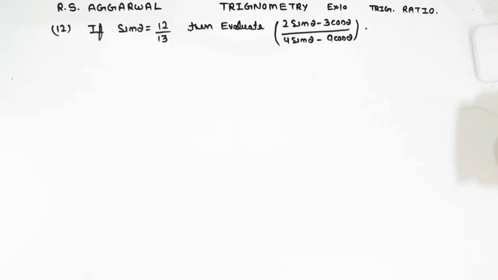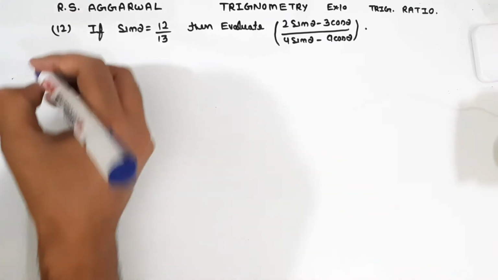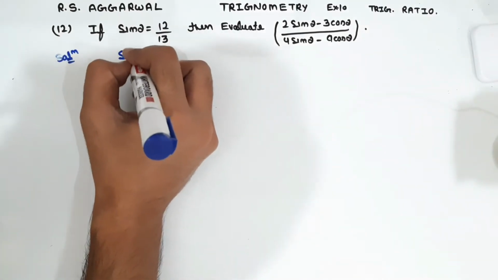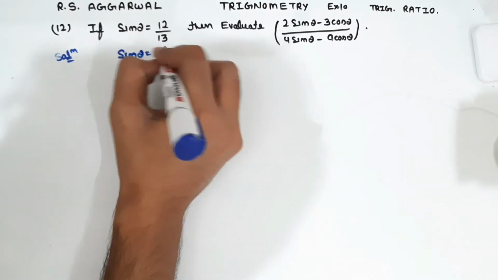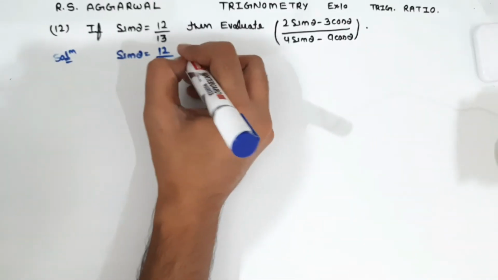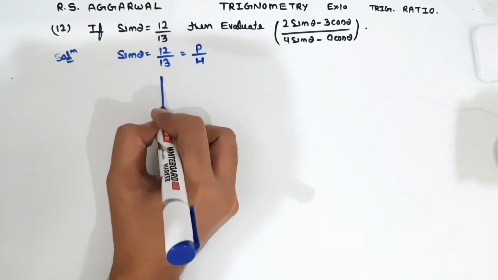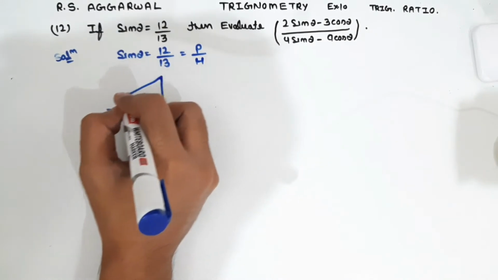R.S. Agrawal, Chapter Trigonometry, Exercise 10, Trigonometric Ratio. In question number 12, if sin theta is 12 upon 13, then evaluate (2 sin theta minus 3 cos theta) upon (4 sin theta minus 9 cos theta). So in this problem, we have given sin theta is 12 upon 13, that is perpendicular upon hypotenuse. So draw a right angle triangle ABC.